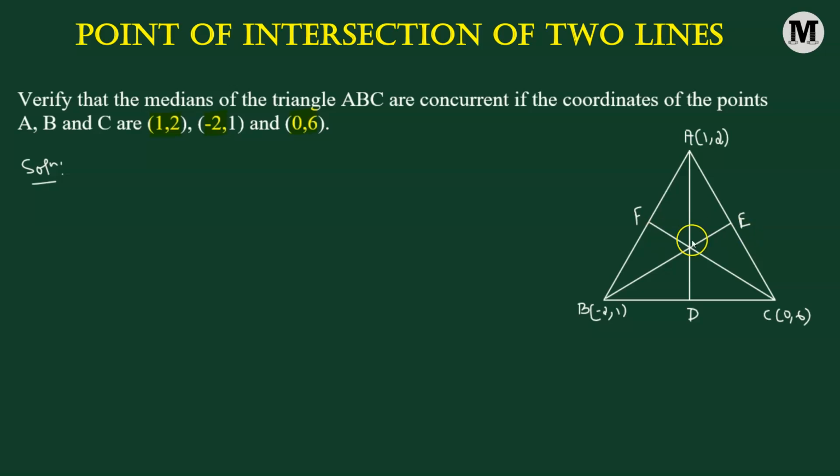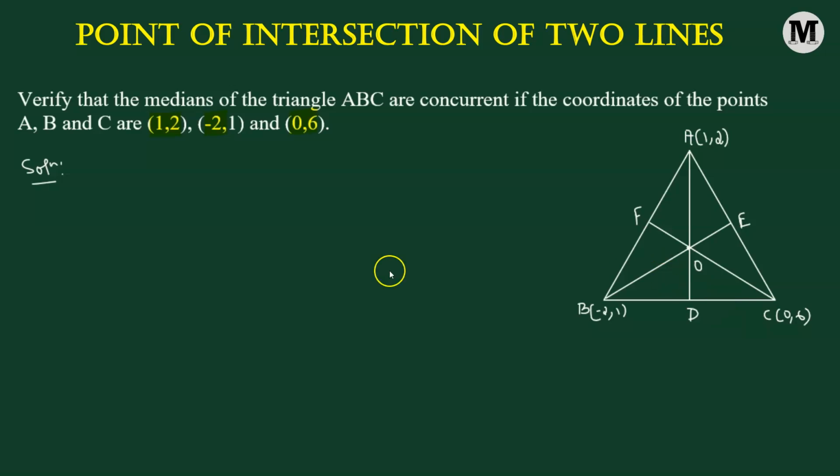D, E, F are the midpoints of the sides BC, CA, and AB respectively. So we join point A and point D, and that's going to give us the median AD. Similarly, we have the medians BE and CF. We need to show that these three medians are concurrent, meaning they meet at the same point. Let's call it the point O.